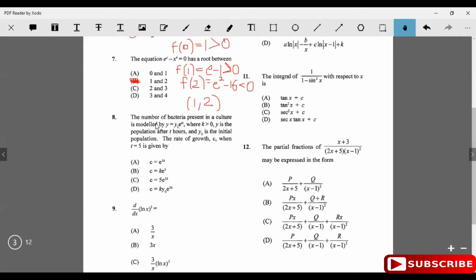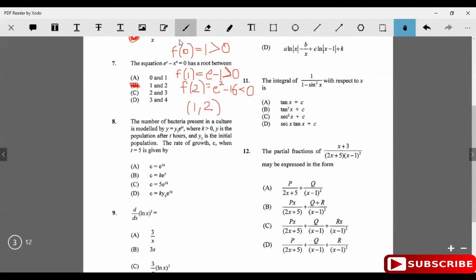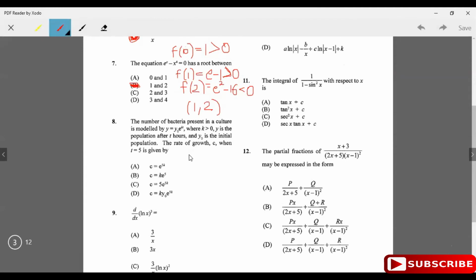All right, now this question is asking for the number of bacteria present in a culture, modeled by y equals y naught plus e to the kt. And then they want the rate of growth, c. So they don't call the rate of growth dy by dt, they call it c. And so when you're differentiating, you don't need to write dy by dt. You just need to say c is equal to, we differentiate this.